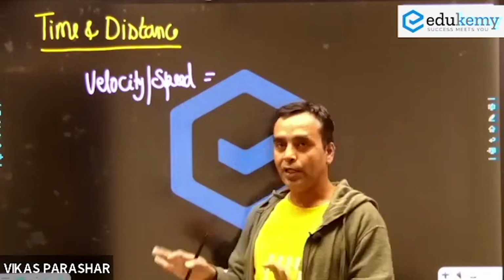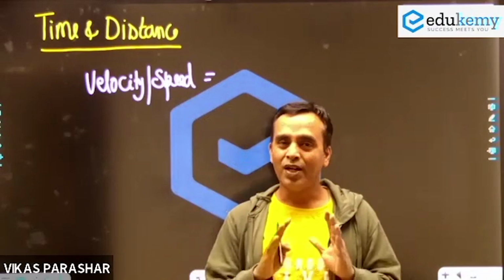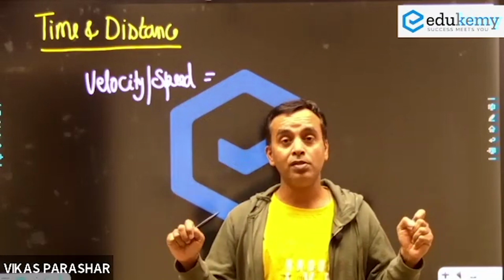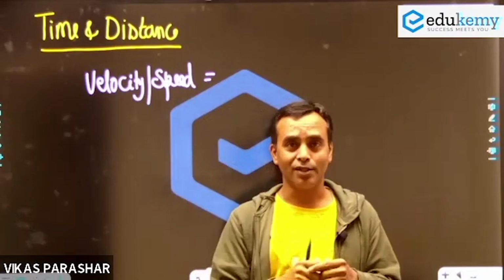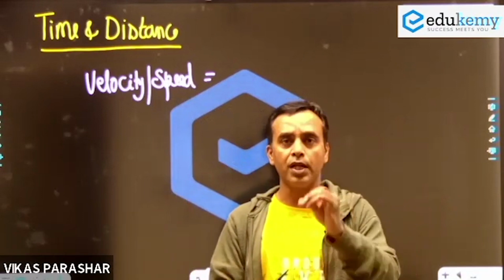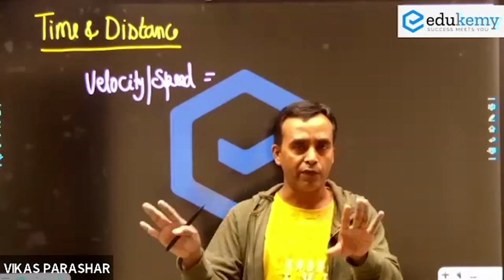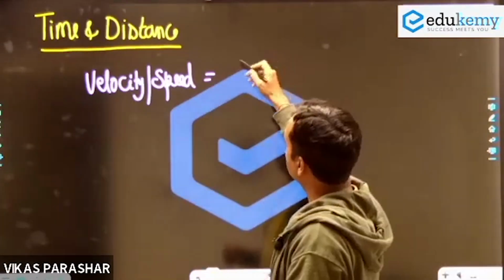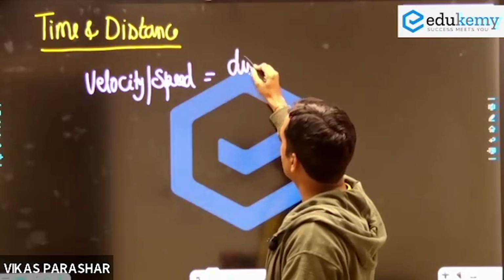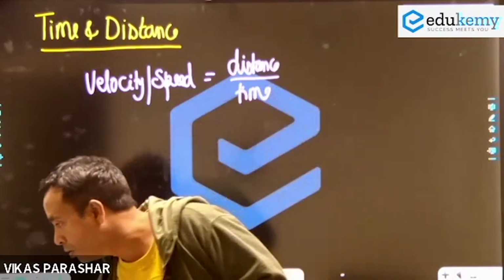But here I will use one-dimensional motion. One-dimensional motion means there is no meaning of direction. So you should not worry about velocity and speed. Both are the same thing at this level, in your level. Okay. And as a matter of concern, I am writing here distance upon time. So it is called velocity.